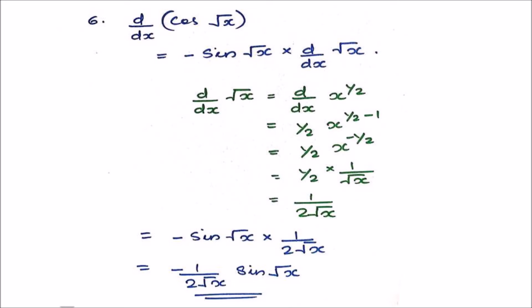So coming back to the first section, derivative of cos root x is minus sin root x into derivative of root x, that is simply 1 by 2 root x. So the answer is minus 1 by 2 root x into sin root x.